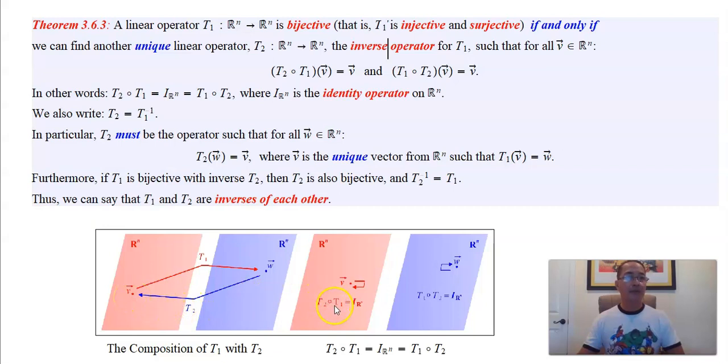So therefore, the composition T2 composed T1 is the identity on the domain Rn, which takes V and gives you back V. So similarly, if you start with W and then input that into T2, you will get back V. So when you input V into T1, you will get back W. So the composition T1 composed T2 is the identity also on Rn, where this time W from the codomain is sent back to itself.